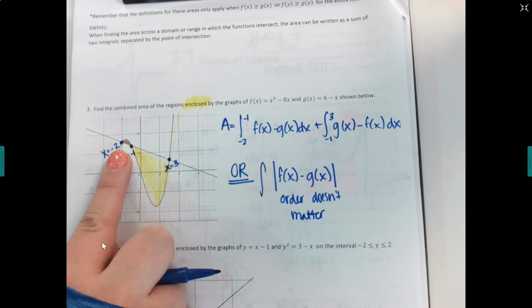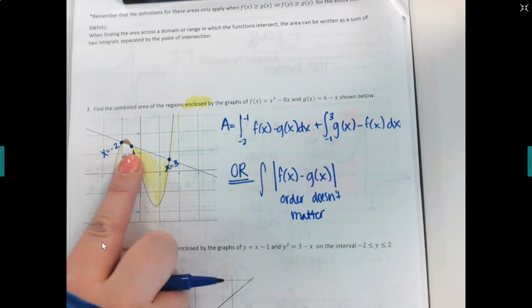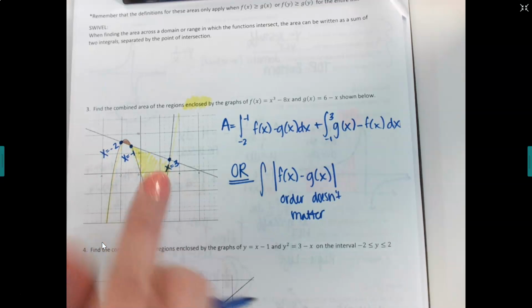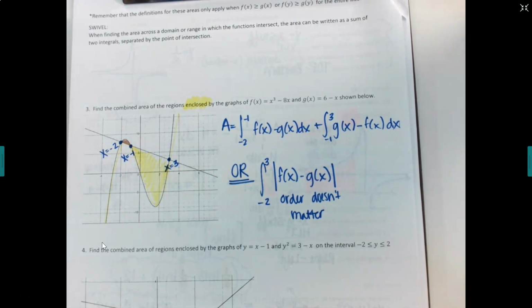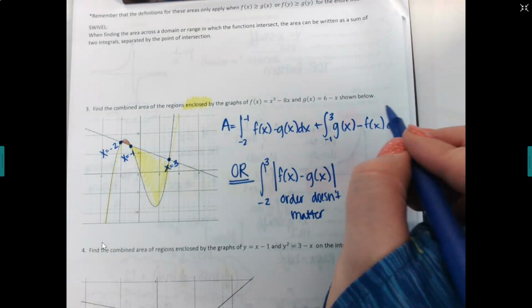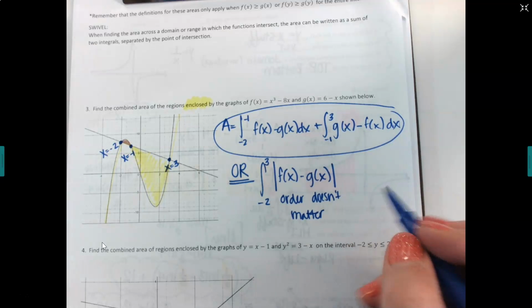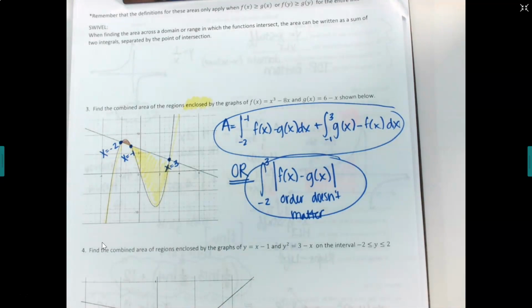Negative 2, right? Because we just want the x's all the way through until x equals 3. Okay, but here's the bad news. You can only do that if you have a calculator. If you're working the integral by hand, you have to do it this way. But if you have a calculator, you can do it like that.